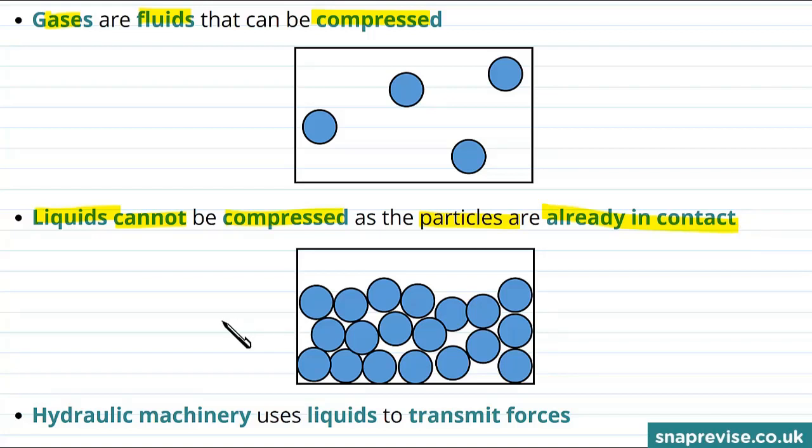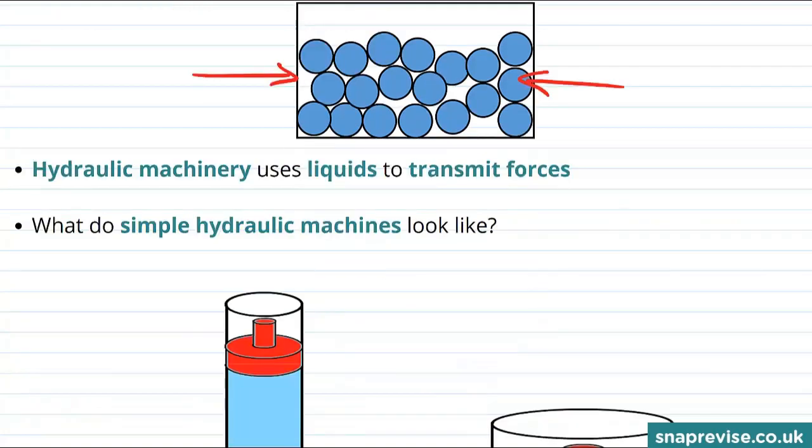So for example, we can't try to compress the sides of this box, because that would require us to actually try and squeeze the particles themselves, rather than just reducing the space between them, because there's no space left between them to reduce. This is actually quite a useful property of liquids sometimes. Hydraulic machinery in particular uses this property of liquids, that they can't be compressed, to transmit forces.